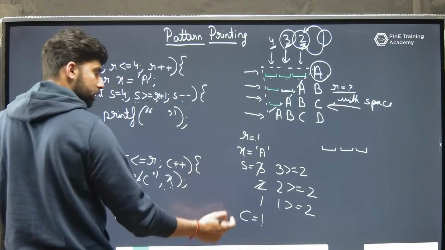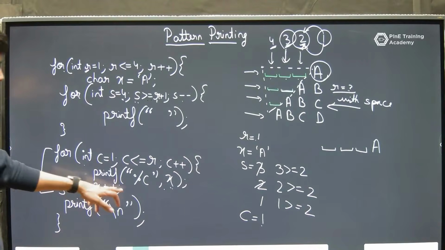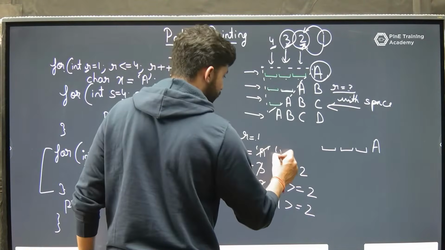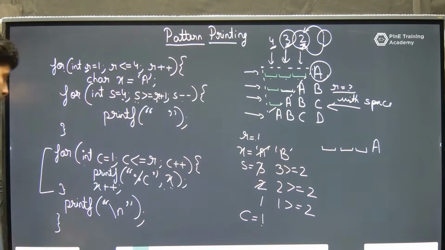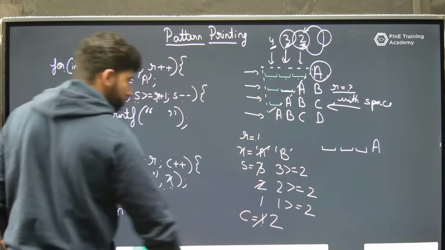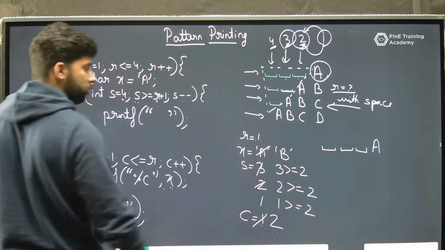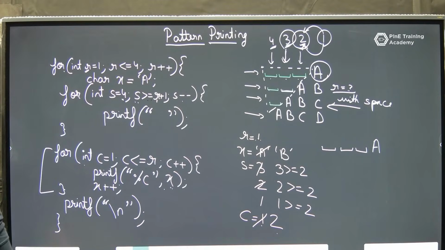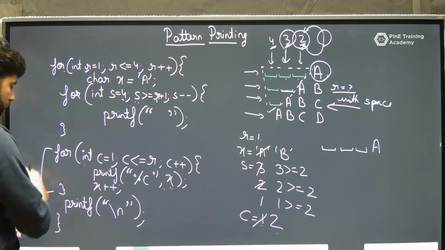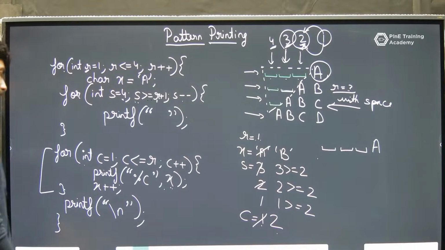What do we have in X? We have A. X plus plus, that means it will become character B. C plus plus, it will become 2. We will check the condition is 2 less than equals to R. Is 2 less than equals to R? No, it is not. False. We will come outside of the loop. We will change the line and we will start from next line.